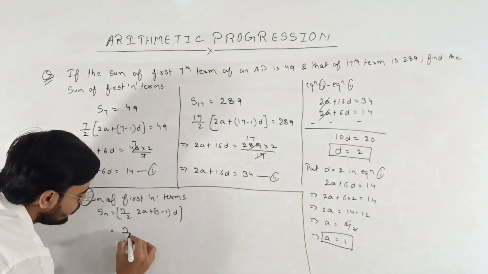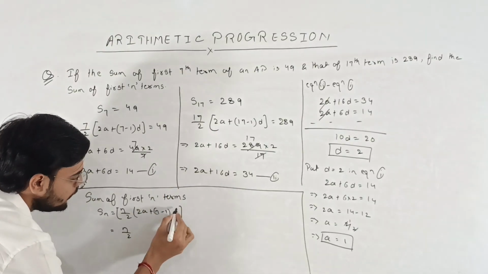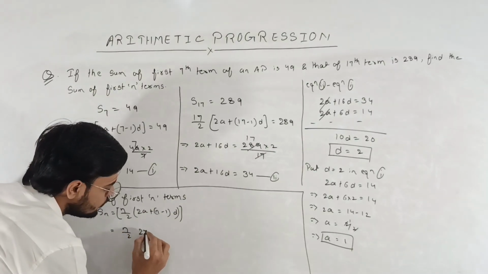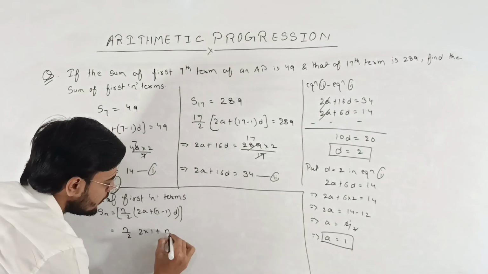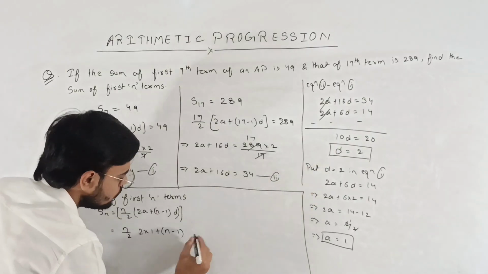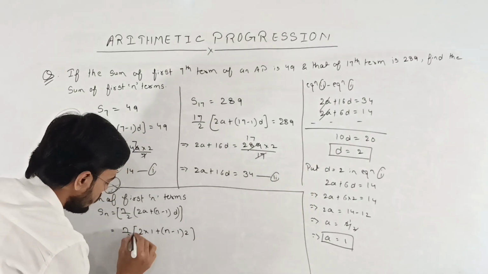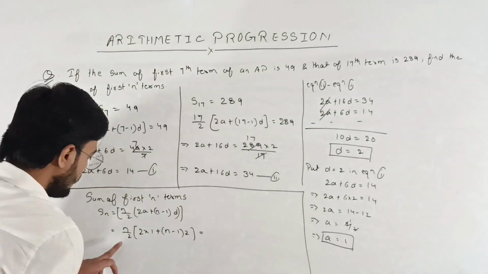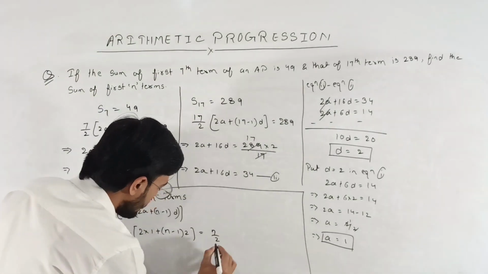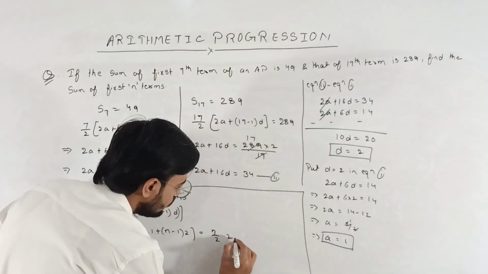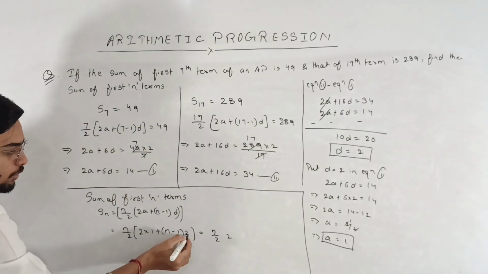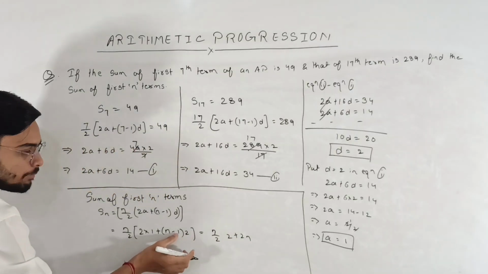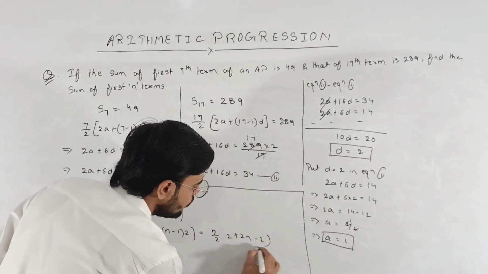So look here, n upon 2, this is 2a. 2, a is what? 1, plus n means n minus 1. D is what? D is 2. Okay. Now calculate this. N upon 2 is n upon 2. 2 into 1 is 2. N minus 1 is n minus 1. And 2 into n is 2n. So plus 2n, and 2 multiplied with minus 1 becomes minus 2.